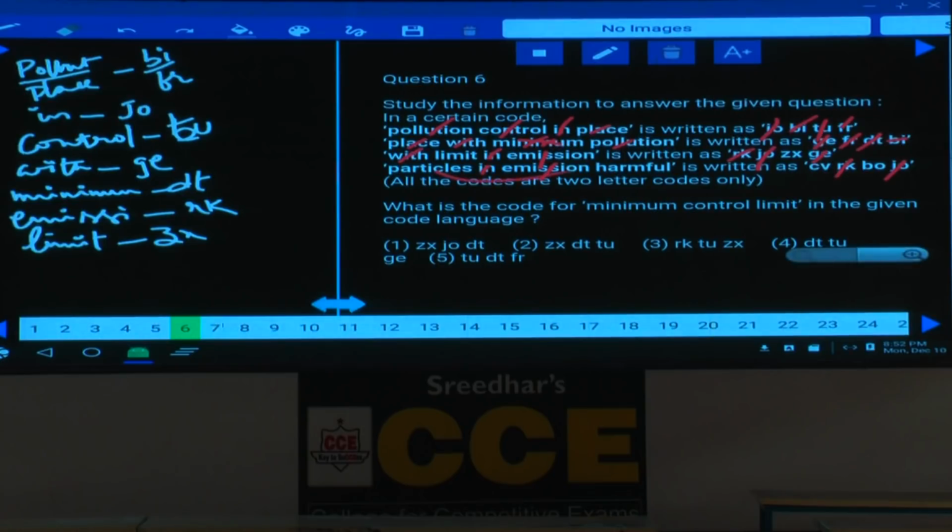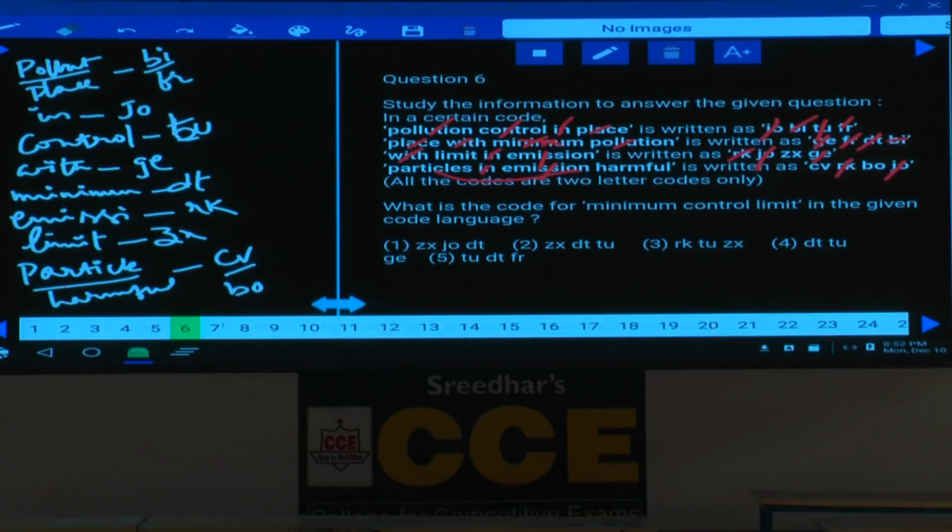Now particles and harmful are the two words left over, and the codes to these two will be particles and harmful. Harmful, tell me what are the codes here? Particle and harmful. Now the code is CV or BO, in any order. Clear now? These are the words and their corresponding codes.